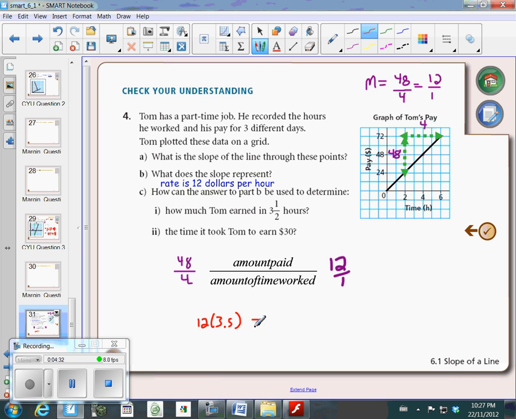12 times 3.5, mental math. 3 times 12, 36. 12 times a half is 6, which would be 42. $42 is the unit. Tough to write here on a mouse. Okay, $42. And it says part C, double I, how much time did it take for Tom to earn $30?